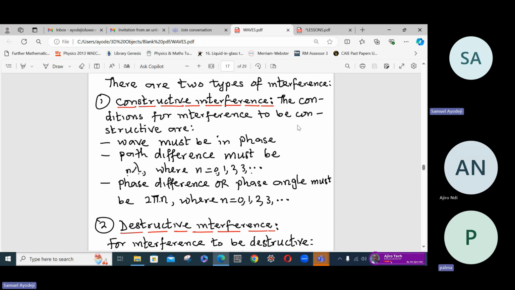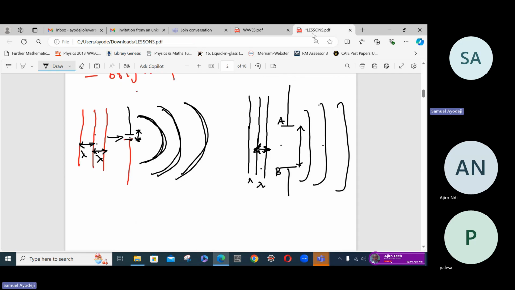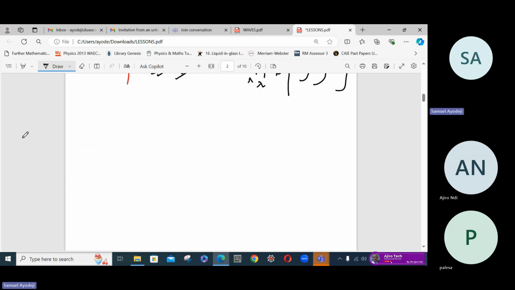Two, the path difference. The path difference must be n lambda. You will not stop there. When you state the path difference as n lambda, you must write where n starts from 0, 1, 2, 3. We need to be careful here. I use delta S as path difference. So it's n lambda for constructive interference, where n is equal to 0, 1, 2, 3, and so on. You have to put 'and so on'.